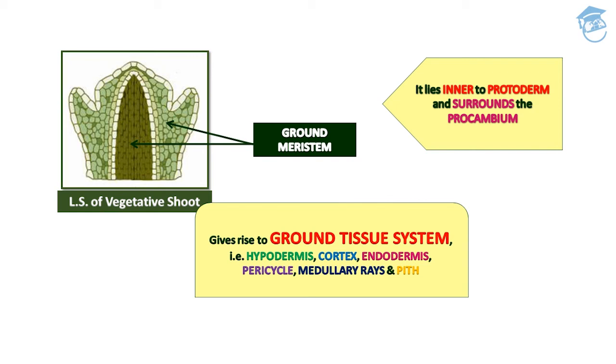All these ground tissue system parts such as hypodermis and cortex, I'll be explaining to you in the later sections of this chapter presentation. But for the time being, just know that ground meristem gives rise to ground tissue systems such as hypodermis, cortex, endodermis, pith, pericycle, and medullary rays.